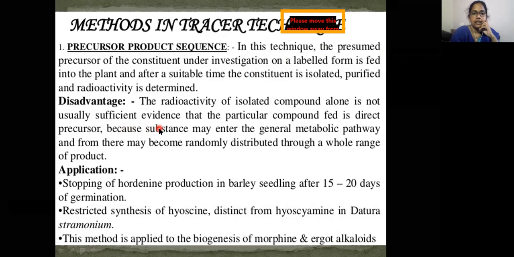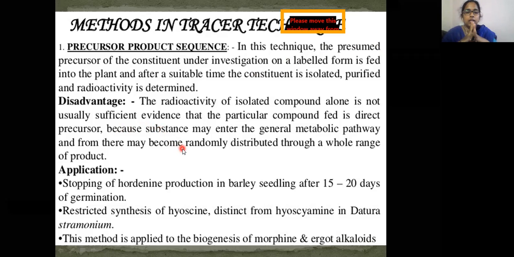Disadvantages of this method: the radioactivity of the isolated compound alone is not usually sufficient evidence that the particular compound fed is a direct precursor, because the substance may enter the general metabolic pathway and from there may become randomly distributed through a whole range of products. So this is the main disadvantage.